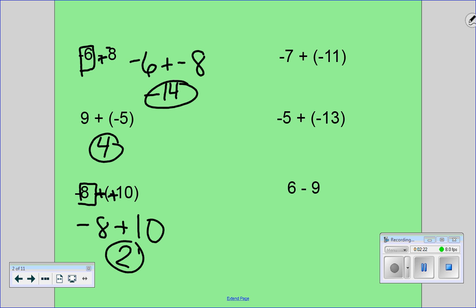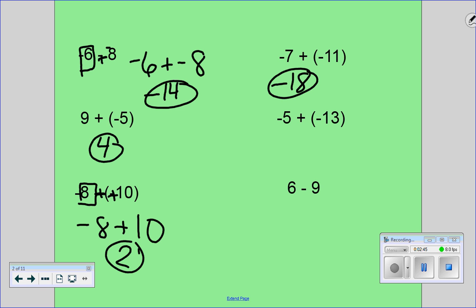Negative 7 plus negative 11. If we know that one. Negative 7 plus negative 11. Think of cats and dogs, it's pretty simple. Anybody else? I'm waiting. Some of you know the answer, you just don't want to say it. Elena? Negative 18. Good. It's all cats. Nice job.